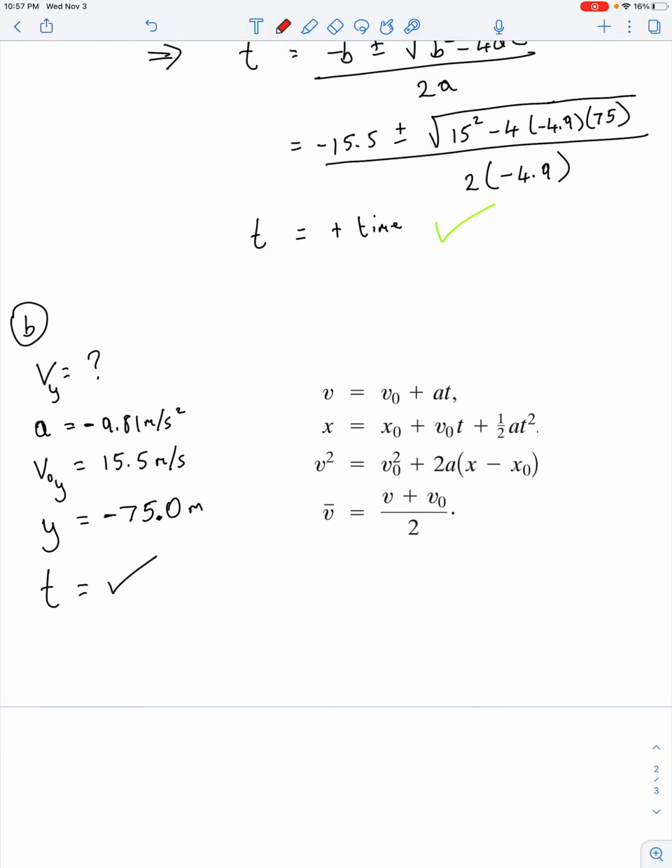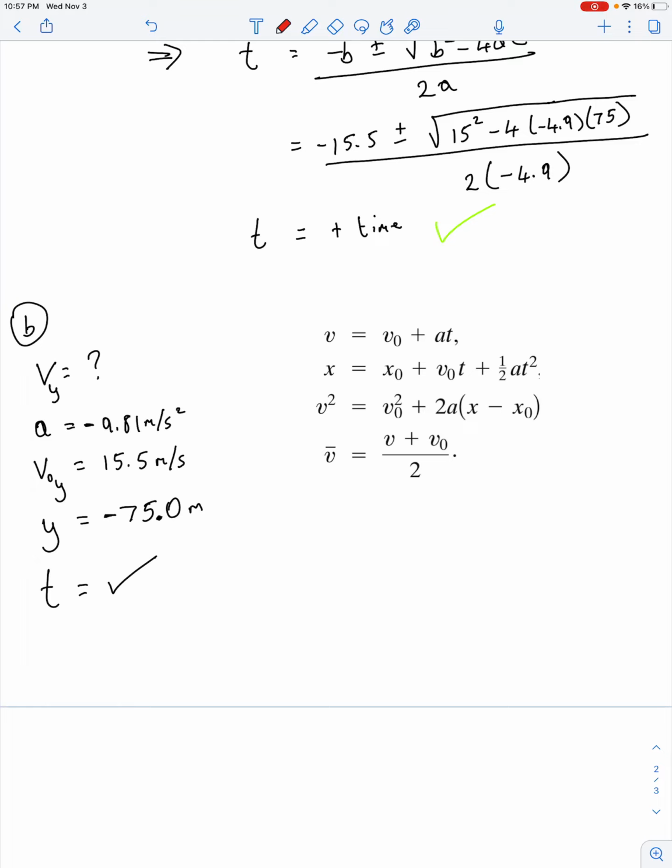So I want to do one thing all the time: the same thing I did before. I'm looking for Vy. So this is the thing I'm looking for, the final. Do I have the initial? Yes. Do I have the acceleration? Yes. Do I have the time? I just solved for the time. Sweet. So I could use this first one here. What if I didn't have the time? Then I could even use this one. In this particular case, you could use any one of these.